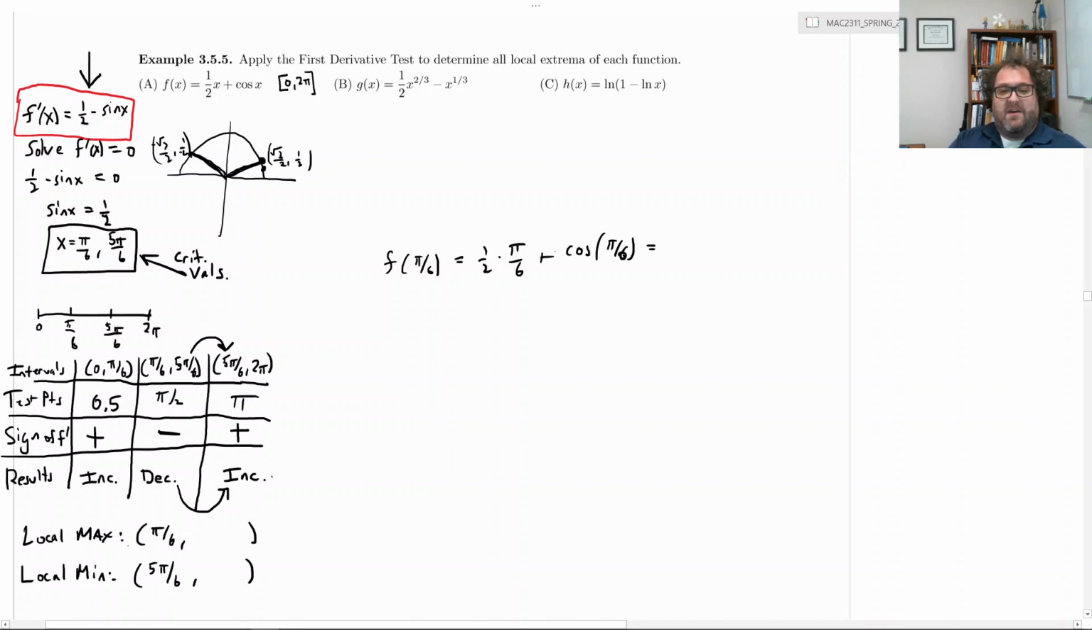That equals what? Okay, π/6 times 1/2, that's π/12. And then what's cosine of π/6? Cosine of π/6 is √3/2.